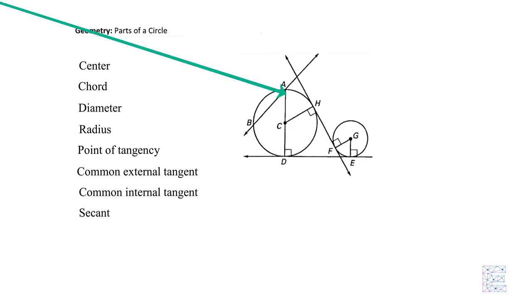Center is what you might already imagine. It's the center of a circle. So for the big circle, the center is C. For the little circle, the center is G.